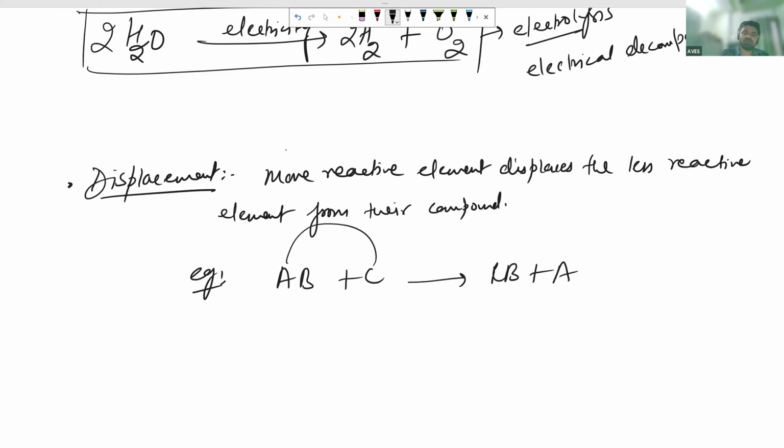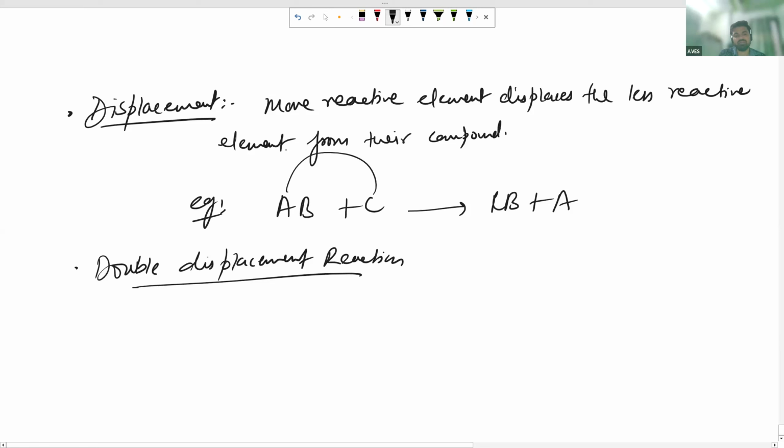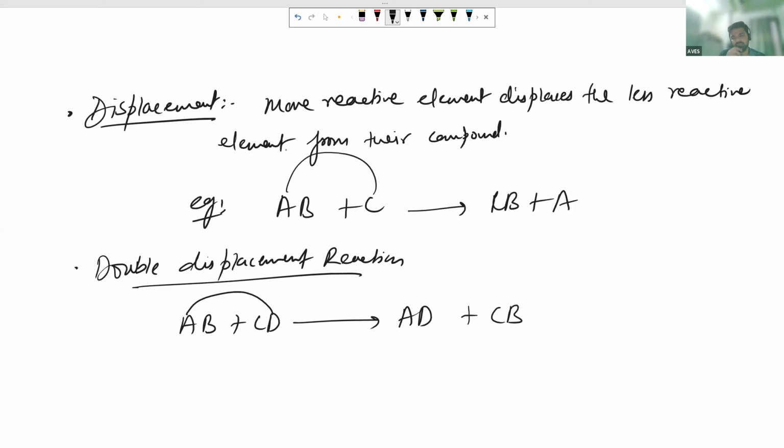Next, the double displacement reaction. It is the simultaneous exchange of ions. In double displacement reaction, what happens? There is a simultaneous exchange of ions. For example, if I'm writing AB and CD, then A and D will make a bond, and C and B will make a bond. So it gives AD plus CB.